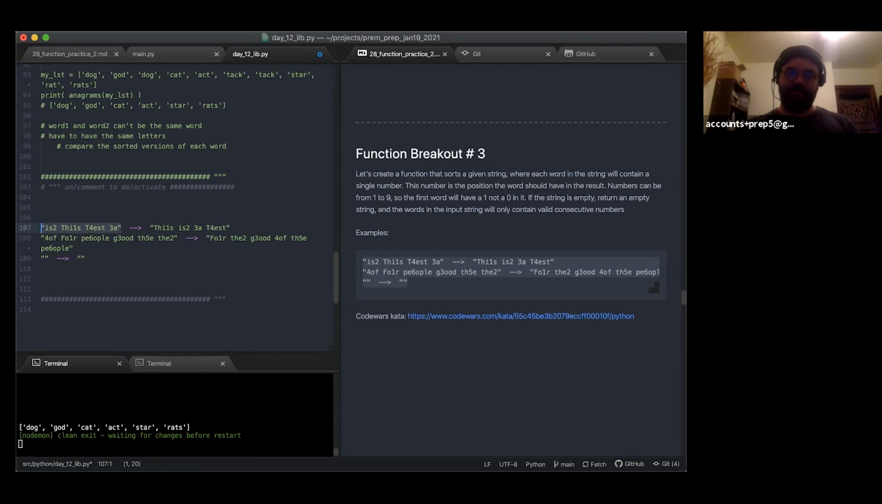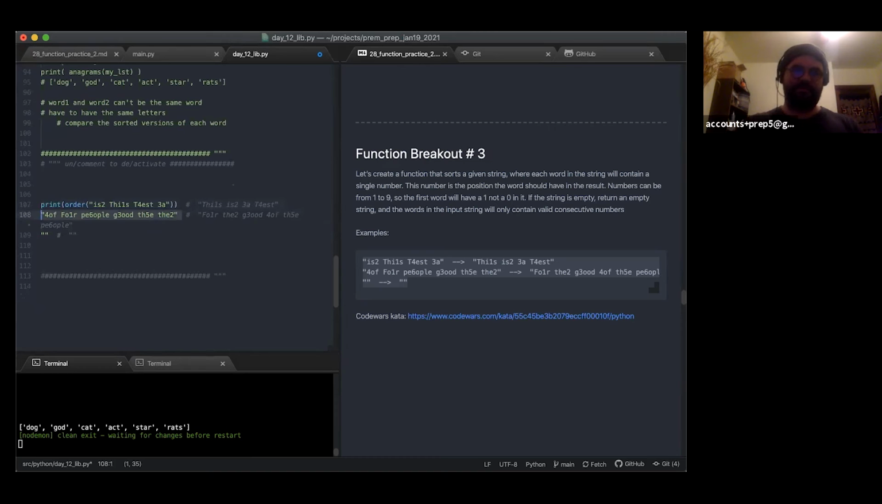So we're going to call this one order. Print order. Okay, and do this again, print order, and print order. I'm going to try to align these so we can see the difference between the input and the output.